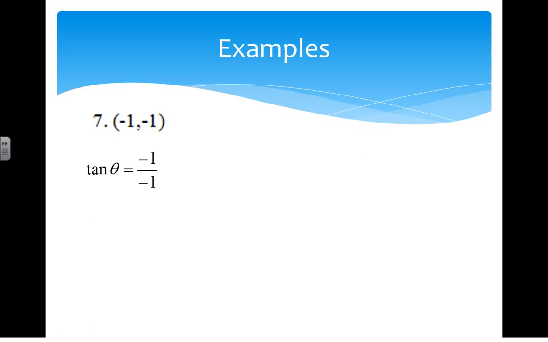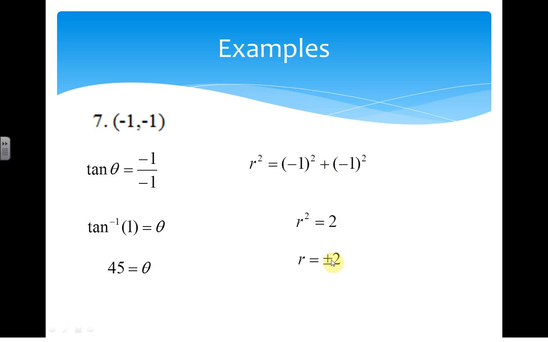Okay. Negative 1, negative 1. 45, 45. The answer's 45. Oh, look how pretty that is. Plus or minus. All right, that should be root 2. That should be root 2. Oh, error. I checked it too. I know. Square root of 2, everybody.